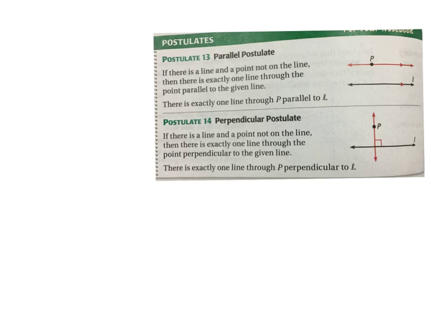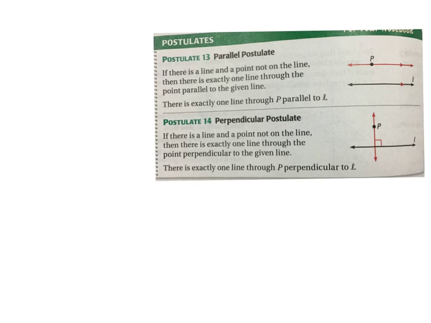The parallel postulate: if there is a line and a point not on the line, then there is exactly one line through the point parallel to the given line. That's just a bunch of words that tell you that you have two lines that are parallel and they don't intersect. See how it's through a point P right here?